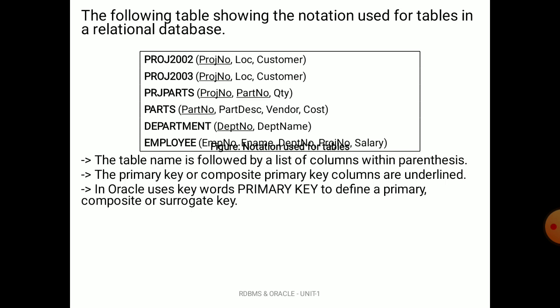Next one, the following table shows the notation used for tables in a relational database. The table name is followed by a list of columns within parentheses. The primary key or composite primary key columns are underlined. Oracle uses the keywords primary key to define a primary key, composite, or surrogate key.